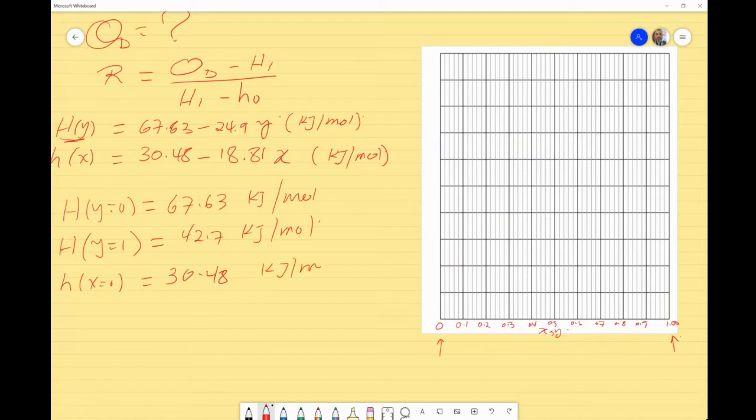Again, kilojoule per mole. And h at x equal 1 is going to be 30 minus 18. How much is the value? It is going to be 11.67, so this is also kilojoule per mole.